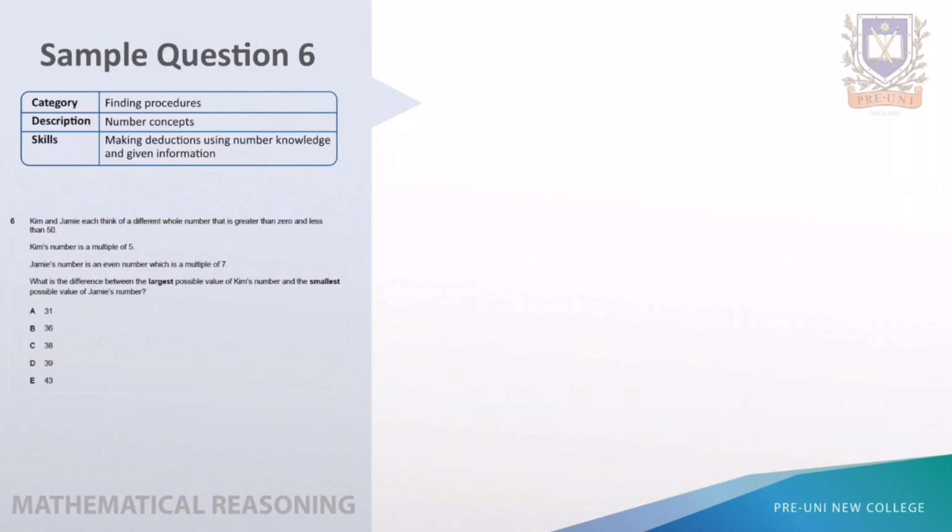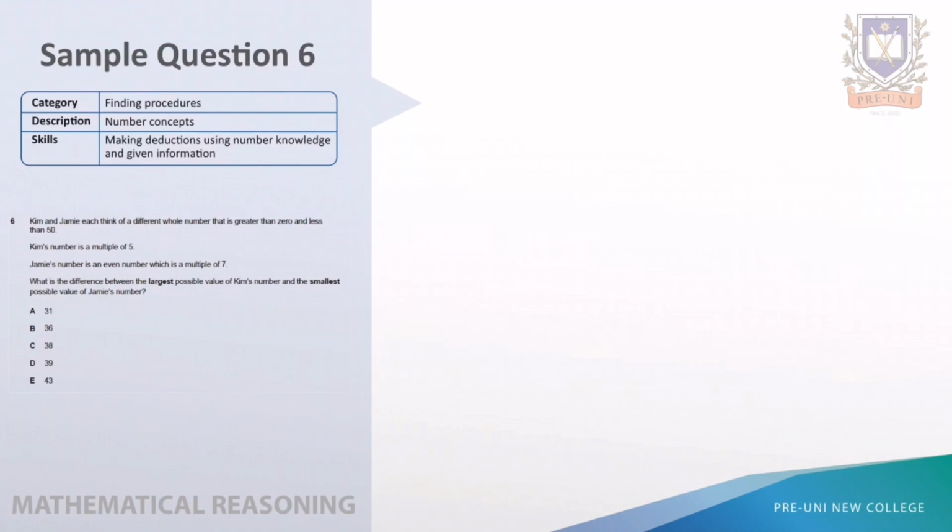This type of question is also quite common, where there are two separate scenarios. So in this case, Kim's number and Jamie's number, and then using that piece of information to have those two pieces come together for a certain condition, and then students should find the answer. So the way to approach this question is that we can firstly try to think of what Kim's number could be. So we know Kim's number is a multiple of 5.